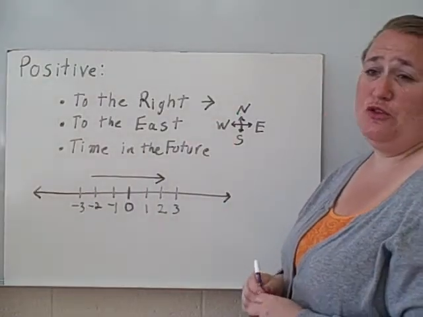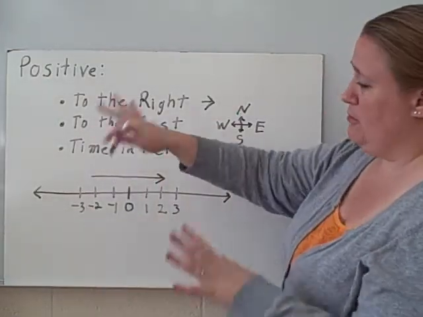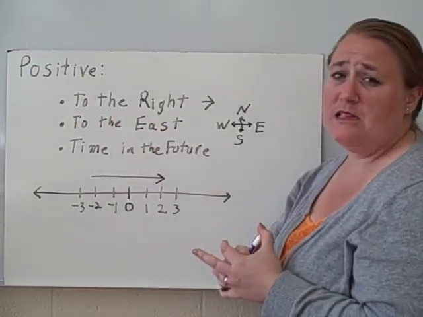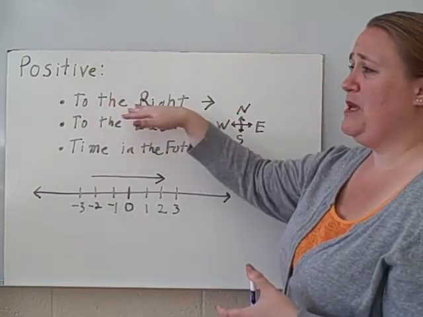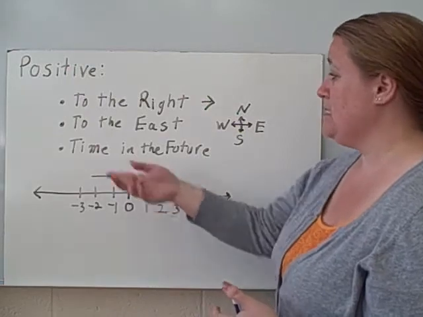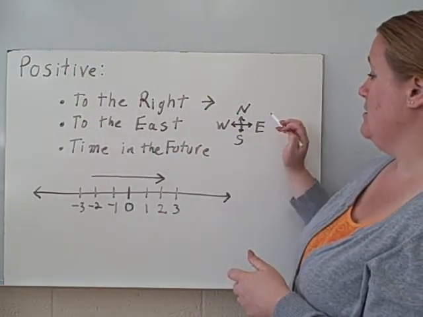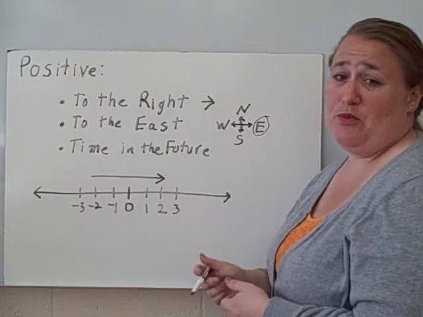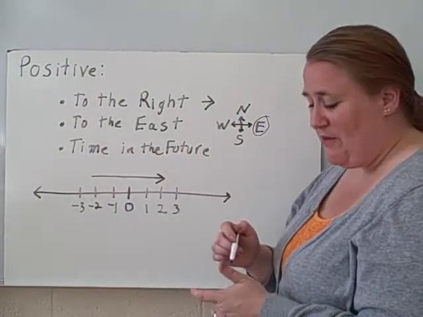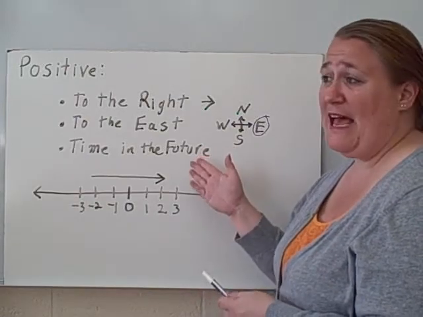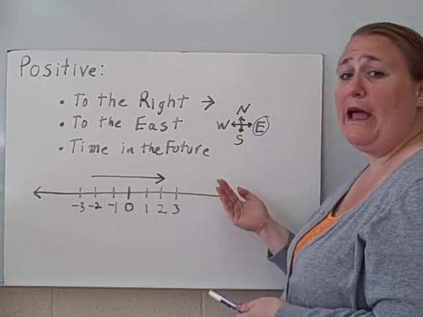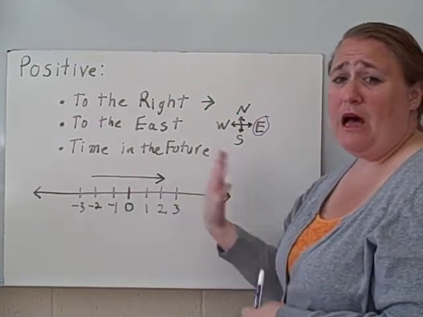So in addition to those negative concepts, or concepts around negative numbers, we also have different concepts around positive numbers. So you may hear people talking about moving right. We think about that in positive terms. To the east, okay, is also represented with positive numbers. Time in the future. So if it hasn't happened yet, we represent that in positive numbers. When we move down the number line to the right, it's also considered the positive direction.